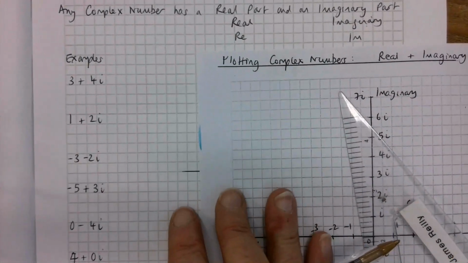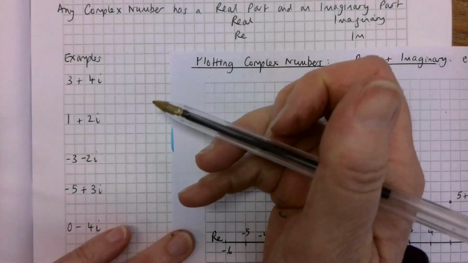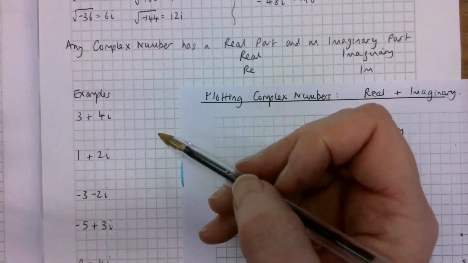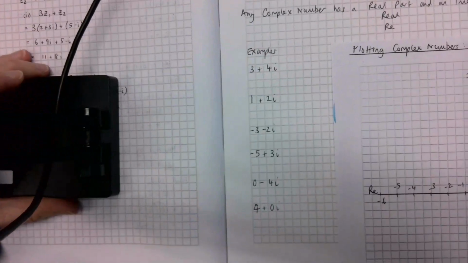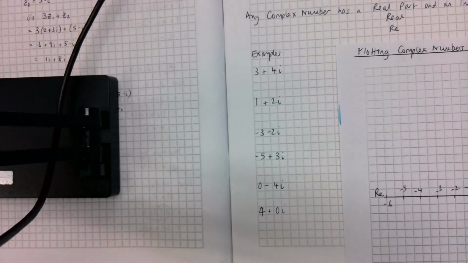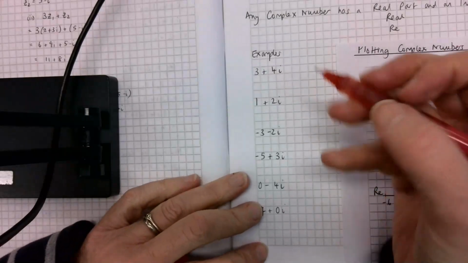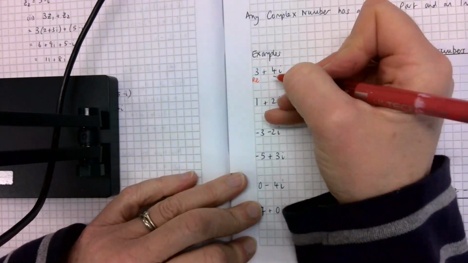Okay, I have a graph here to plot. So a real part and an imaginary part. What do I mean by that? Well, if you look at these complex numbers here, 3 plus 4i, 1 plus 2i, minus 3 minus 2i, each of these has a real part, which is the number without an i, and an imaginary part, which is the number with the i.